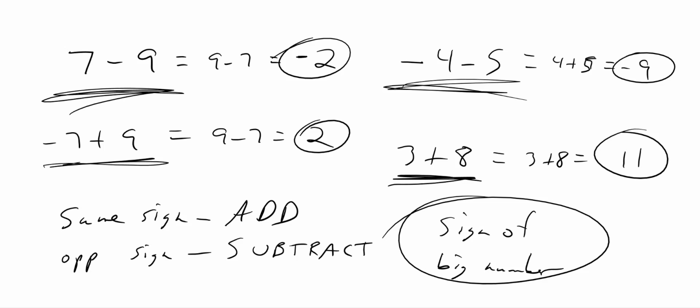That's all I do. Okay, so let's just try a couple more. Let's do 1 minus 7. Opposite signs. 7 minus 1, bigger minus small, is 6. What's the sign of the bigger number? Negative. The answer is negative 6.